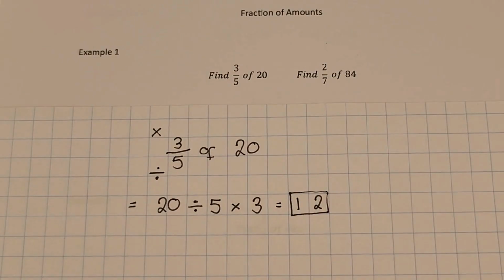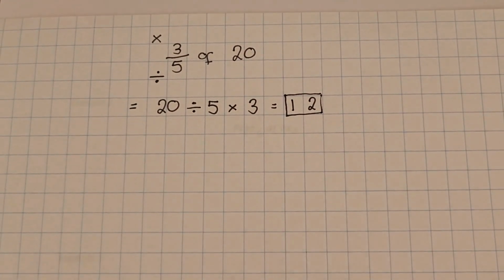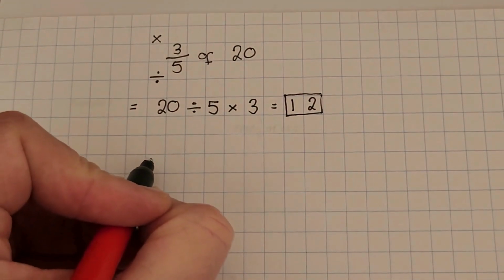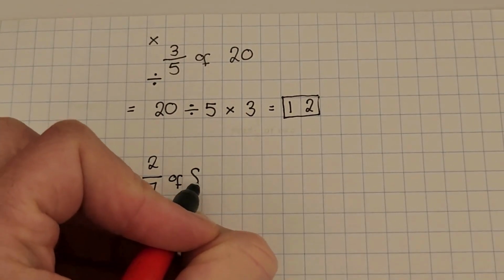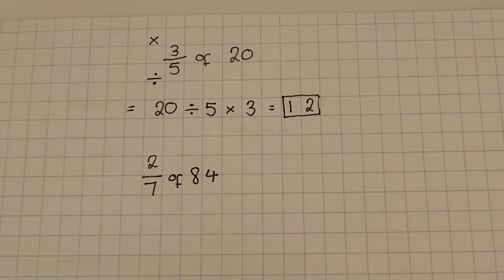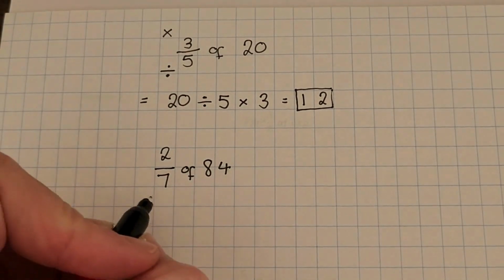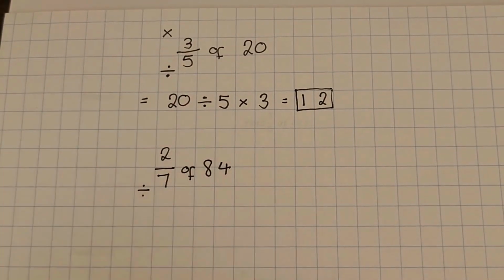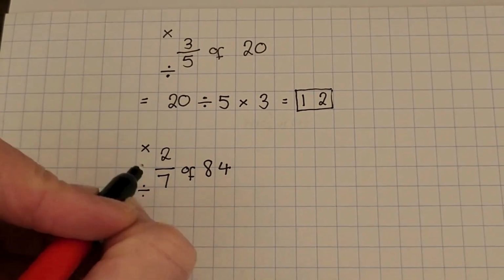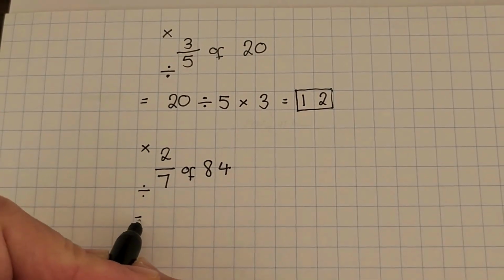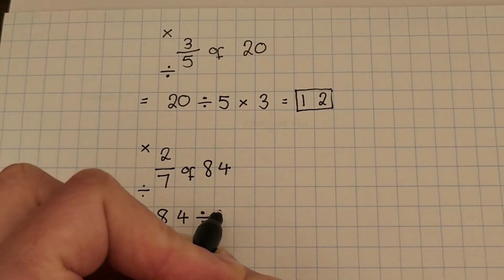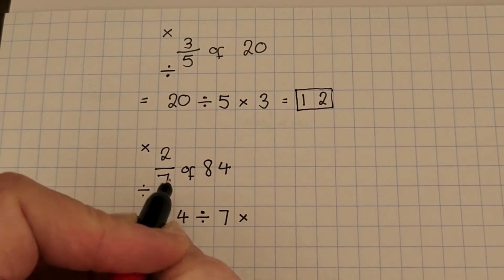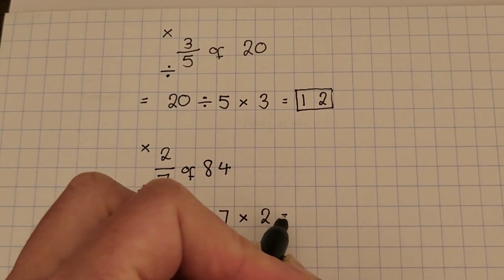So we'll do a similar thing with 2/7 of 84. So what we've got here is we need to find 2/7 of 84 this time. And again, same process, same method. We're going to divide by the denominator and we're going to multiply by the numerator. So we've got 84, we're going to divide it by 7 and then we're going to multiply that answer by the numerator, which is 2.